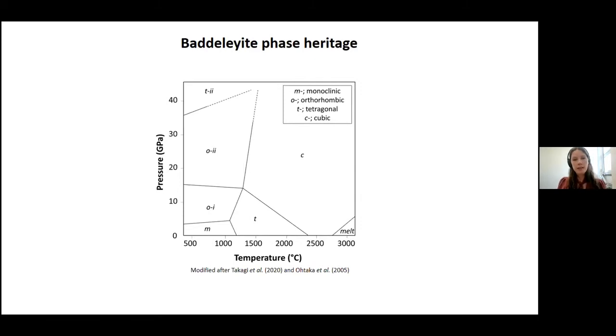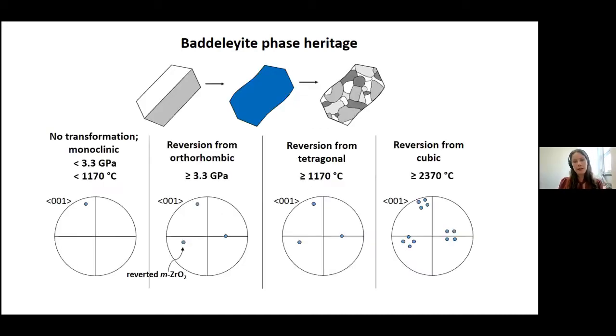Importantly, we can track this phase heritage because these polymorphs are metastable within natural samples. We can use electron backscatter diffraction, or EBSD, to do this, because as your polymorph reverts, it forms monoclinic domains linked by systematic orientation relationships that mirror the symmetry of the parental polymorph.